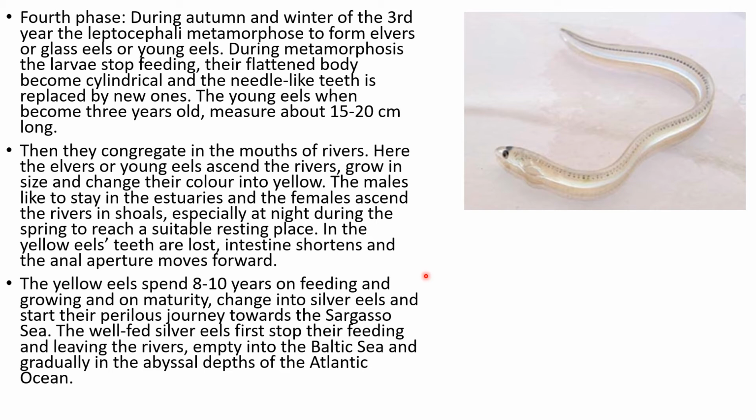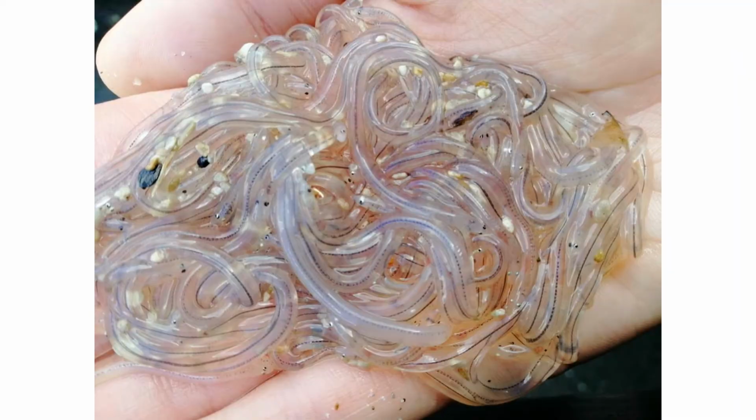The yellow eels spend around 8 to 10 years of feeding and growing, and on maturity change into silver eels again and start their perilous journey towards the Sargasso Sea again. The well-fed silver eels first stop their feeding and leaving the rivers, empty into the Baltic Sea and gradually into the abyssal depths of the Atlantic Ocean. So these are some of the photographs of glass eels, which are the metamorphosed elvers.